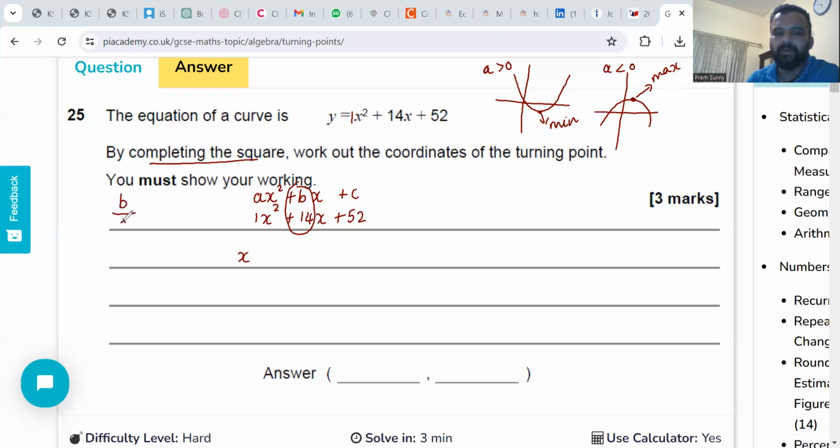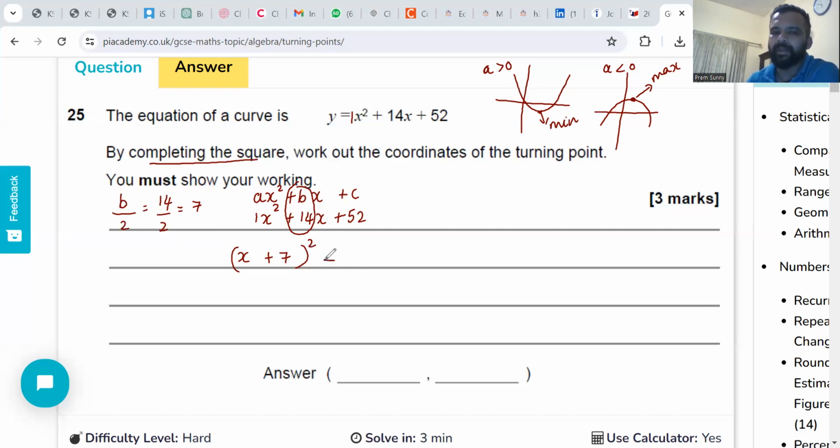Take the b value and divide by 2. So b is 14, and 14 divided by 2 is 7. Once we have written our variable x, take b and divide by 2. Put them in a bracket and square it. Always you have to do that. So x plus 7, whatever value you get, always put it inside a bracket and square it.